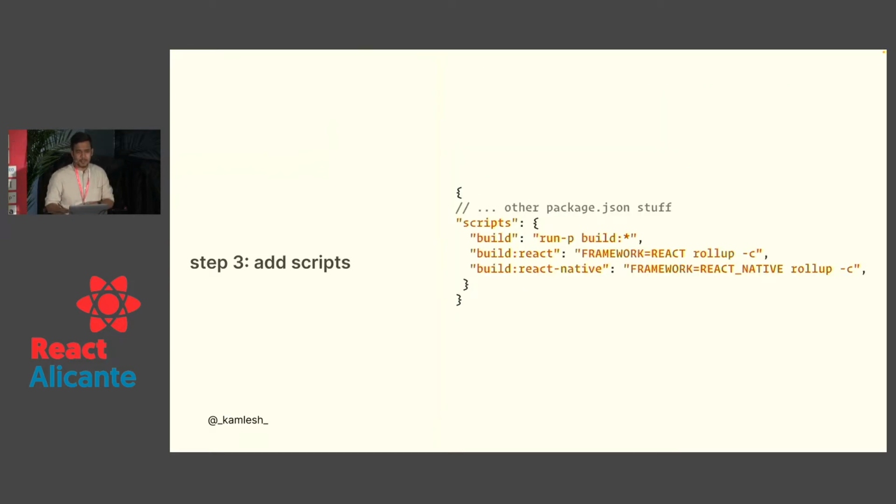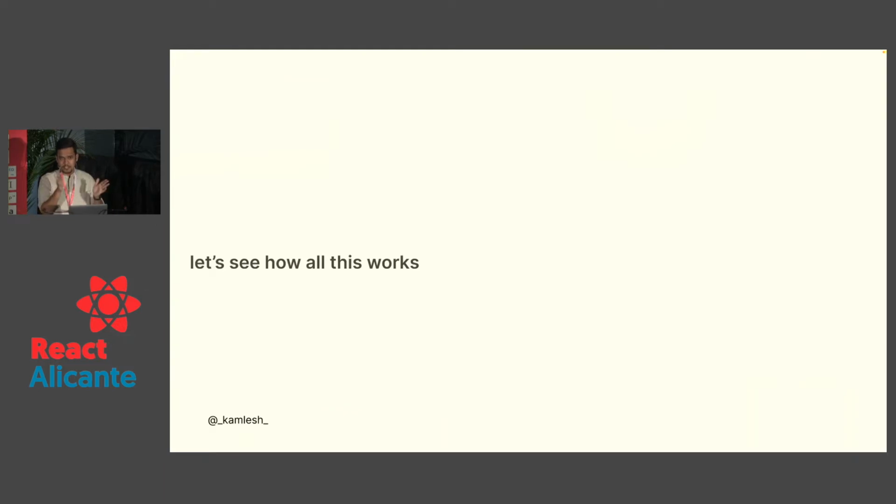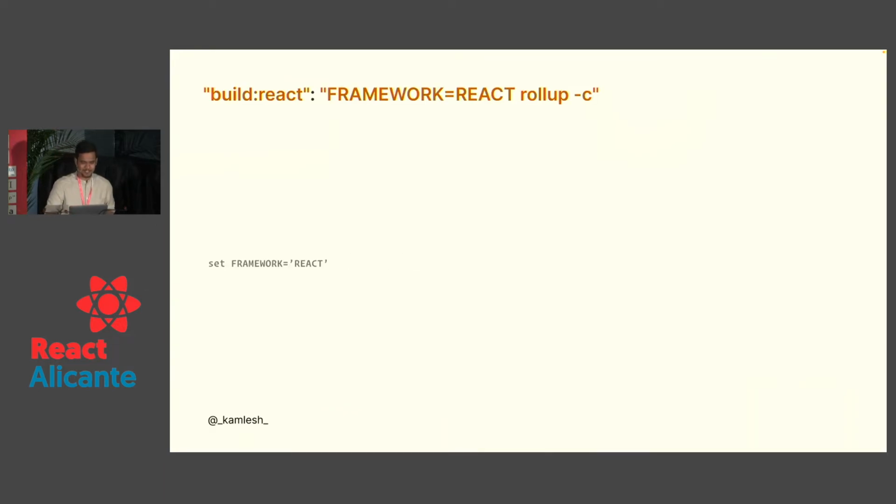And then the next step is we add 3 scripts to our package.json: a build, which will basically run 2 build scripts in parallel. The first one is build React, which will set framework to React. And the second is build React Native, which will set the framework environment to React Native. Let's see how all this works. Let me try to help you visualize.